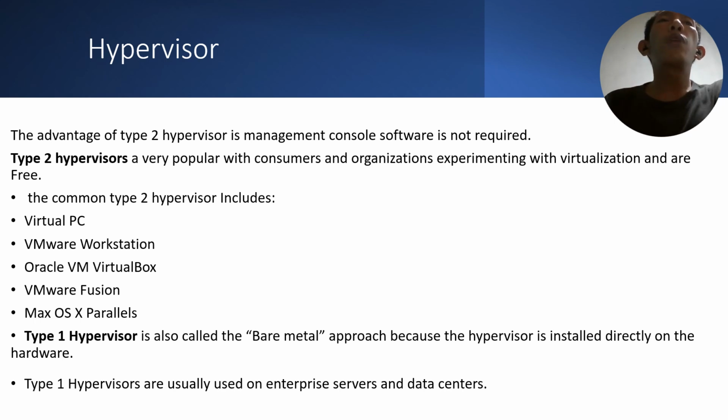The advantage of the Type 2 hypervisor is that management console software is not required. Type 2 hypervisors are very popular with consumers and organizations experimenting with virtualization, and are free. The common types of hypervisor include Virtual PC, VMware Workstation, Oracle VM VirtualBox, VMware Fusion, and Mac OS X Parallels. Type 1 hypervisor is also called the bare metal approach because the hypervisor is installed directly on the hardware. Type 1 hypervisors are usually used on enterprise servers and data centers.